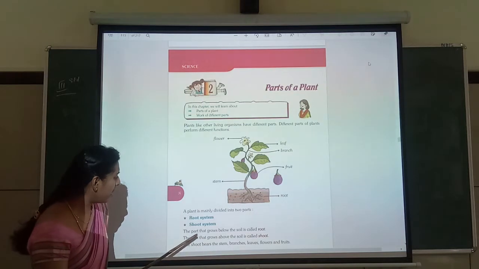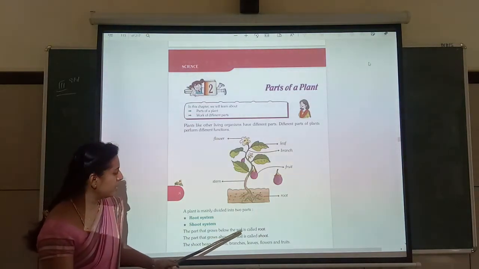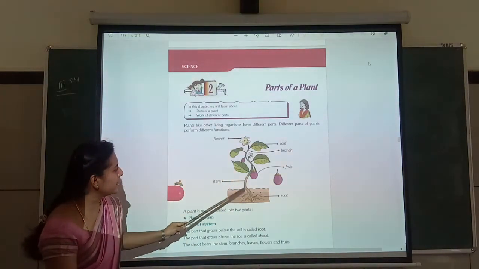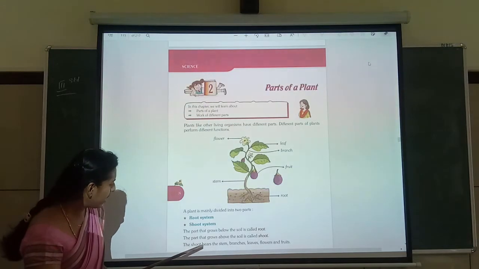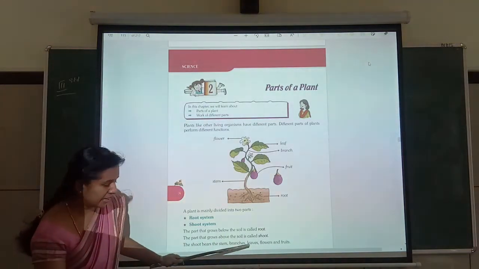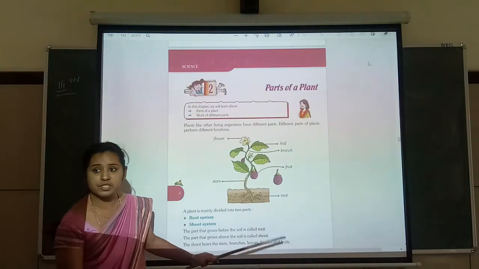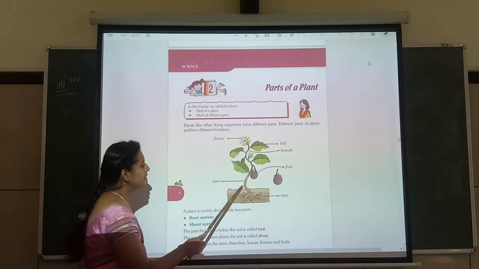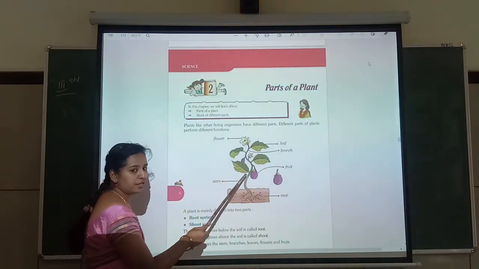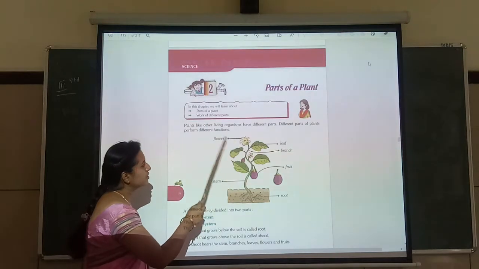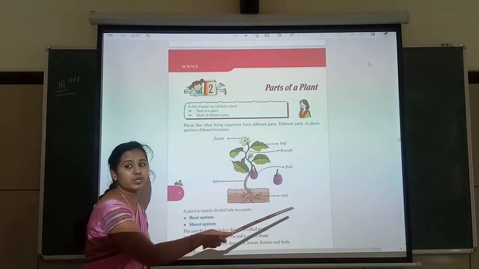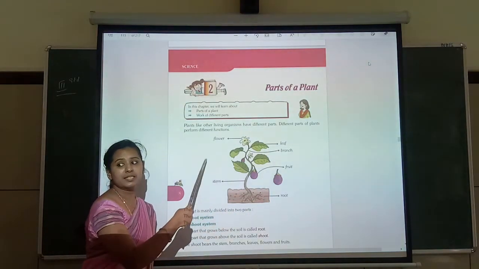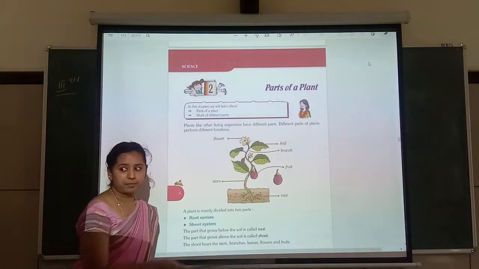Okay. The parts that grow above the soil are called the shoots. This is a root and this is a shoot. The shoots bear the stem, branches, leaves, flowers and the fruits. This bears all the leaves, vegetables, fruits, flowers and also branches you can see here. Isn't it? You can see the different parts of the plants.